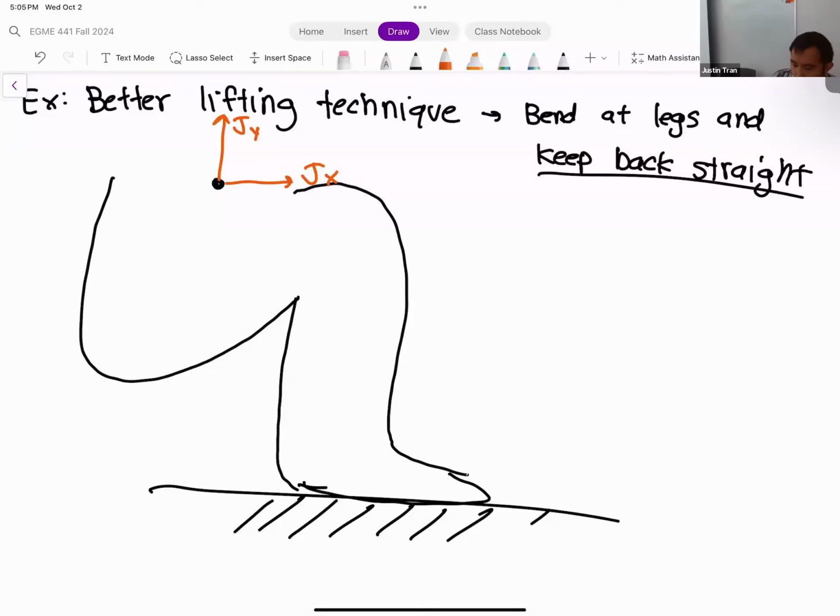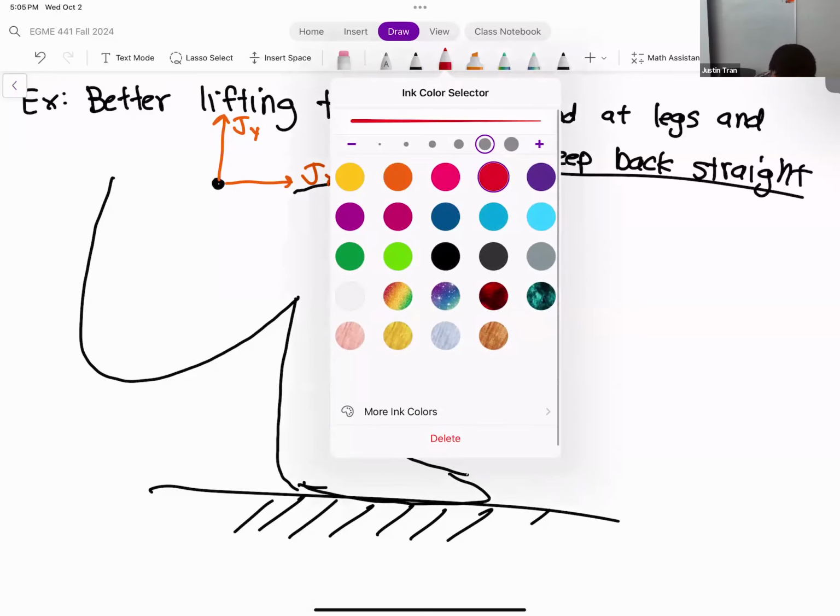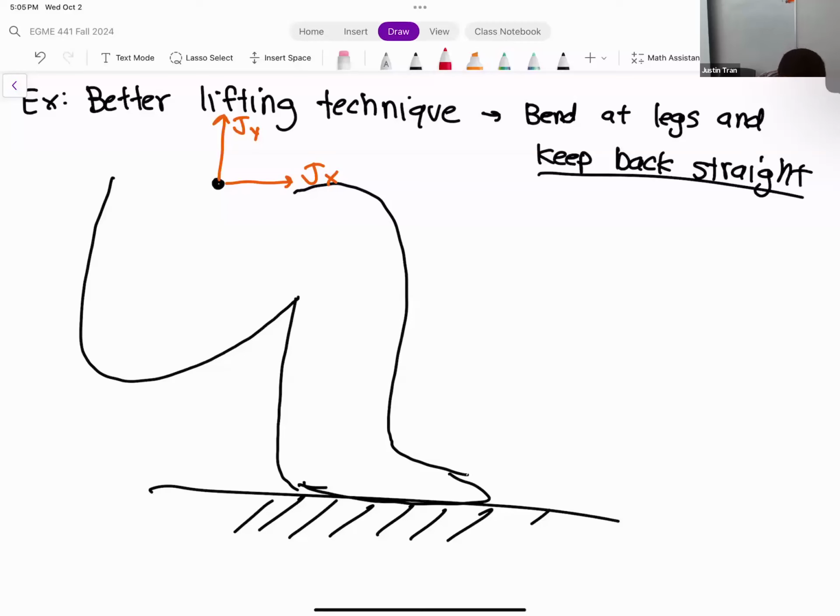Now, we can use the knowledge from the last problem to know that the joint reaction forces are probably going in the opposite direction. But we'll just keep it like this for the sake of consistency. We have our muscle force. Our spinal erector force is directed kind of parallel to the back. So that's FM.